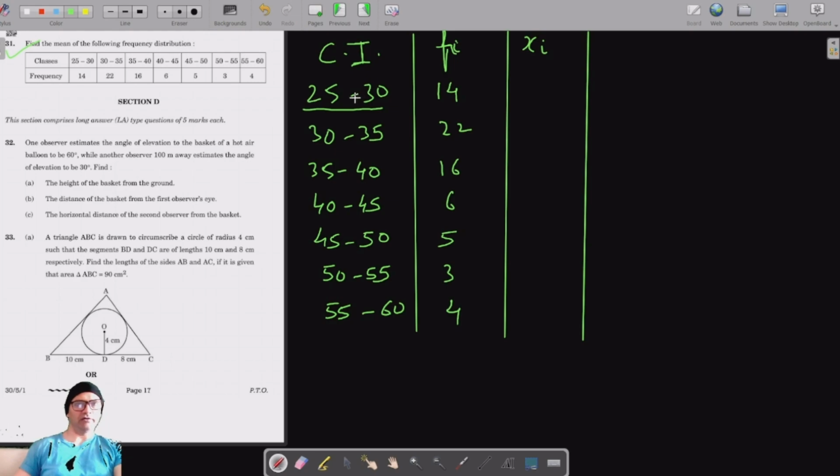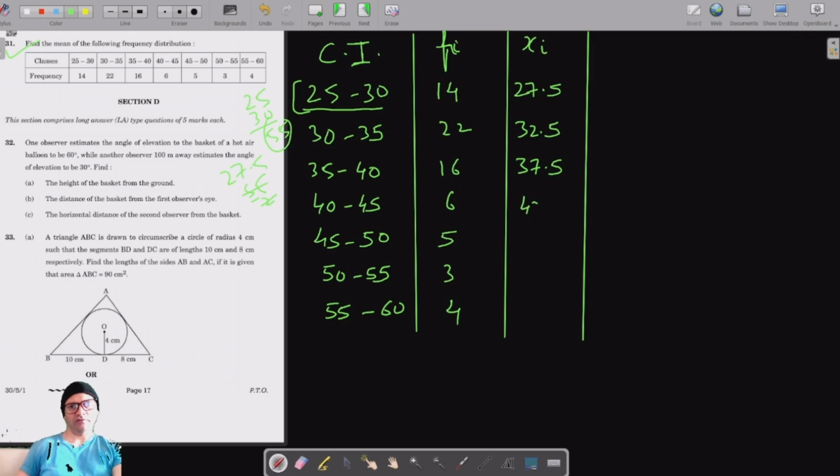It's 55 divided by 2 is 27.5. So this is 27.5, the class mark. We know how to find the class marks: add the upper and the lower limit, which is 55, and then divide it by 2, which is 27.5, and we are going to do this for every class interval. So this is 27.5. Now this is 32.5 and 37.5. The difference is 5, so keep on adding 5.